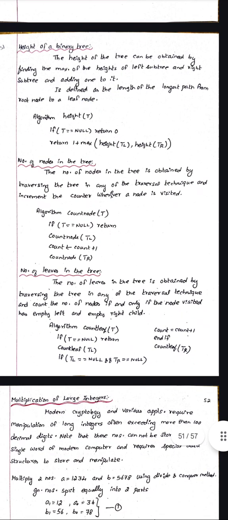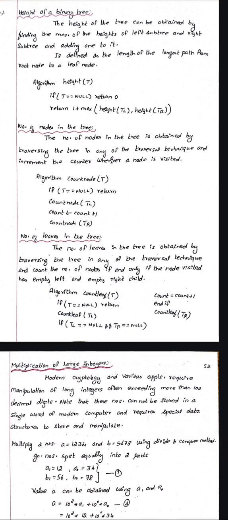Number of nodes in the tree. The number of nodes in the tree is obtained by traversing the tree in any of the traversal techniques and incrementing the counter whenever a node is visited. If t equals null, then return; count node of TL, count equals count plus 1, count node of TR.